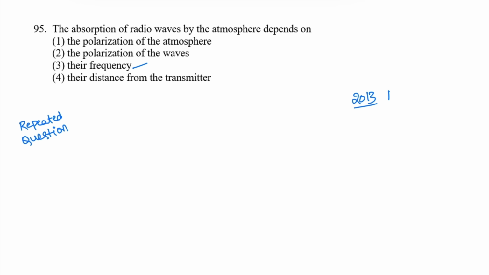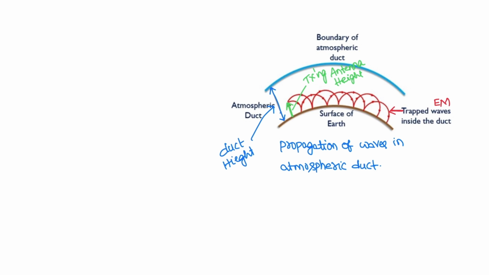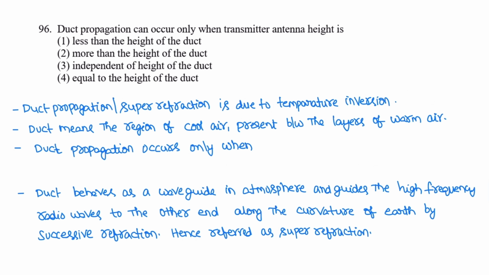So this is duct height and this green line is transmitting antenna height. If duct height is much higher than transmitting antenna height, then only duct propagation will occur. So for the 96th question, the correct option is 1. Duct propagation can occur only when the height of the transmitting antenna is less than the height of the duct, or the height of the duct is greater than the height of the transmitting antenna.